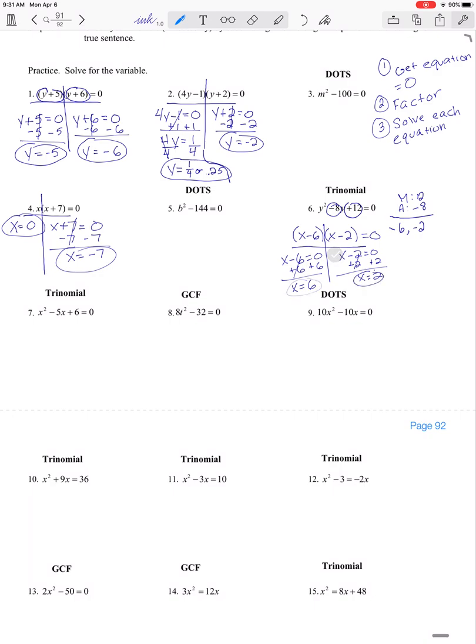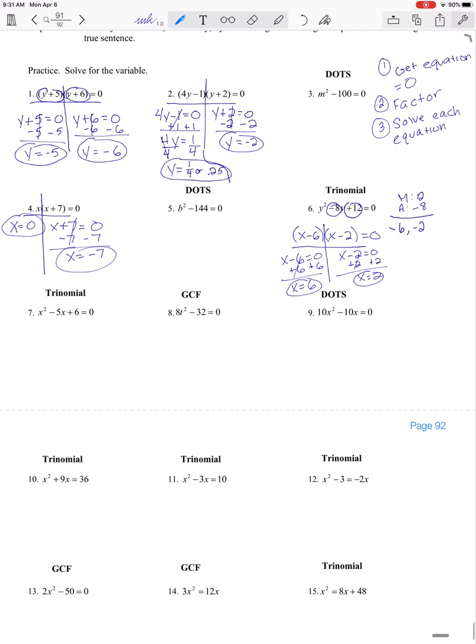Right now I want you to pause and I want you to do number 7 on your own. So we're going to factor the trinomial because it's already equal to 0. And then you're going to t-chart and solve each equation. So go ahead, pause that video, and we'll go over it together. Now that you did it on your own, let's see how you did.